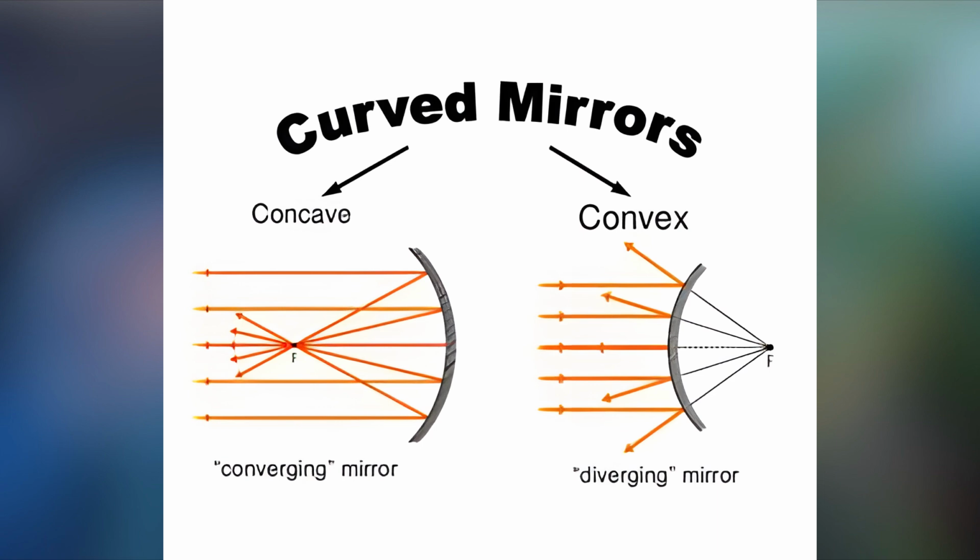Depending on whether it's placed inside or outside the focal point, for example, you can get images that are larger than the real object or smaller than the real object. You can also sometimes get inverted or erect images. Inverted just means it's flipped upside down.